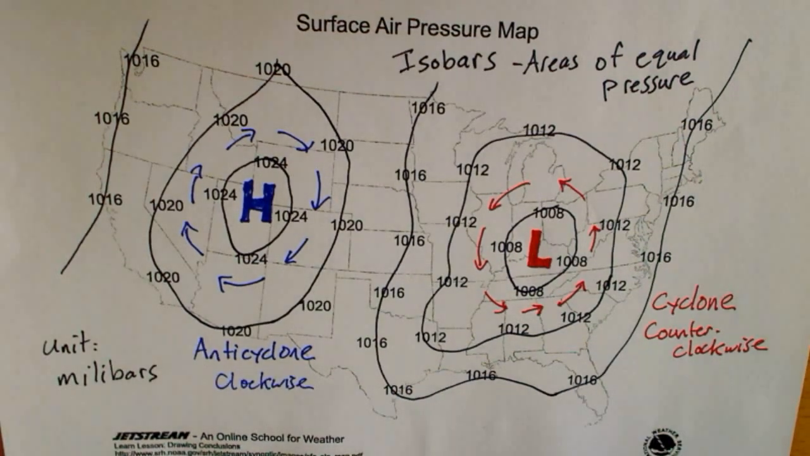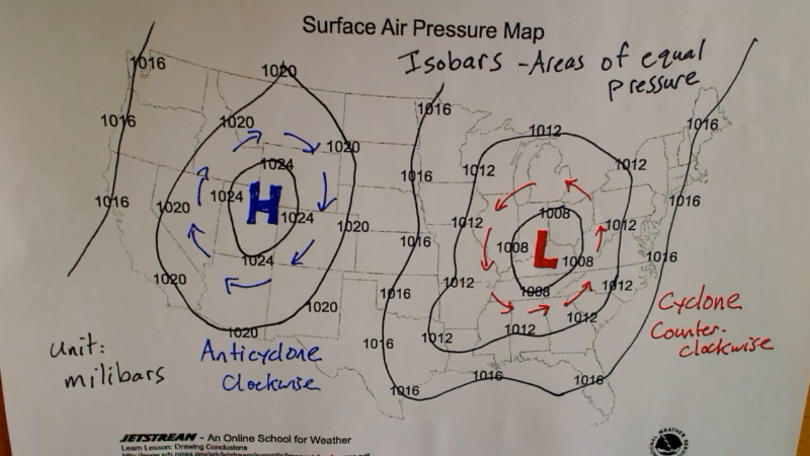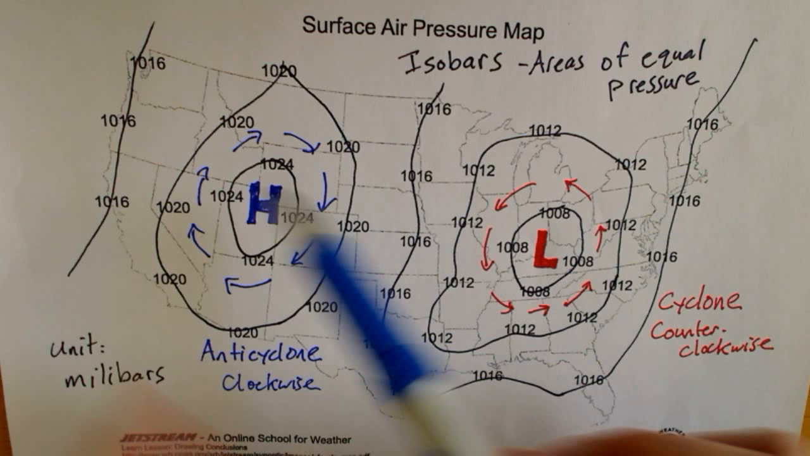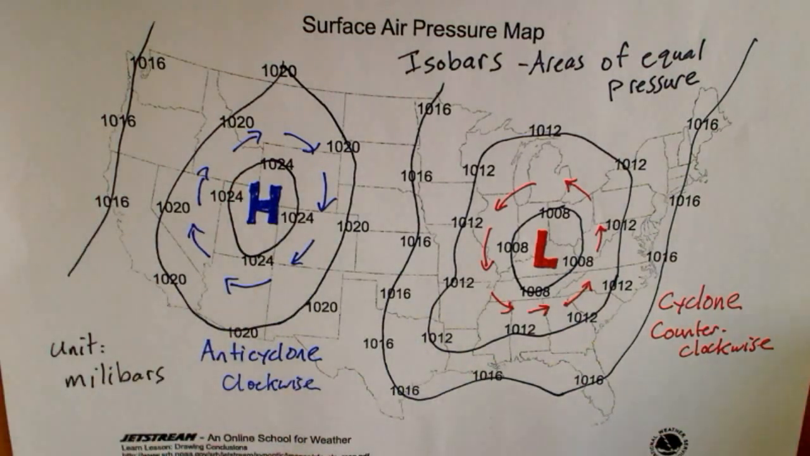So those things about clockwise and counterclockwise, we can actually see that. If we looked at this on a weather map, we would see those winds starting to turn in the counterclockwise manner or in the clockwise manner there. All right.